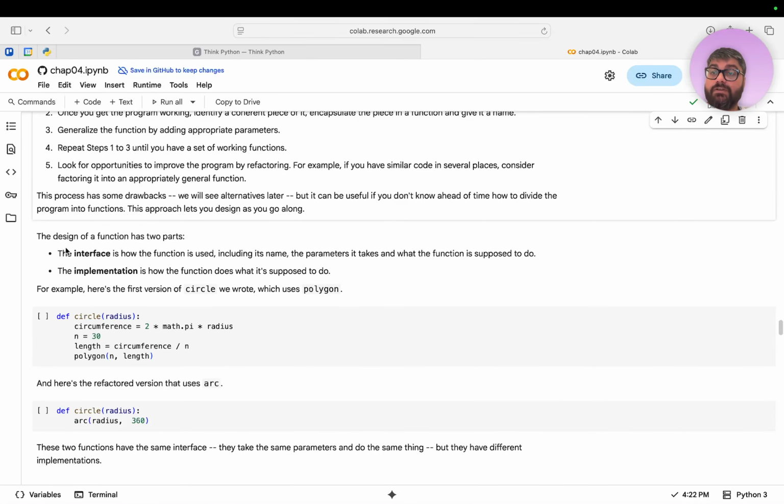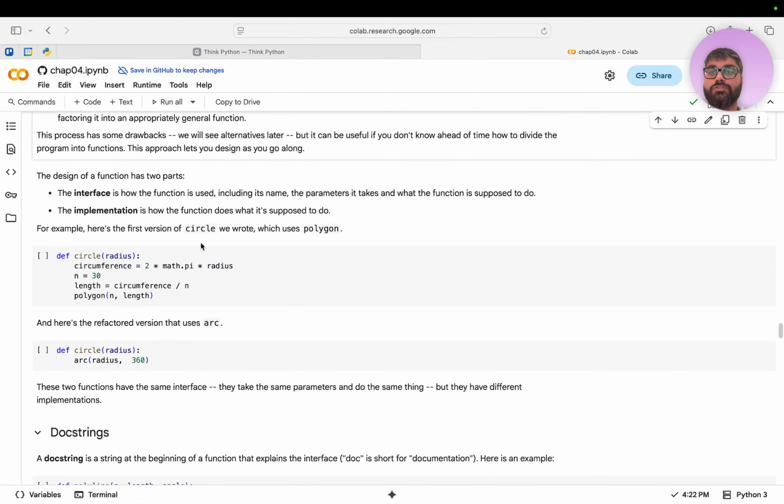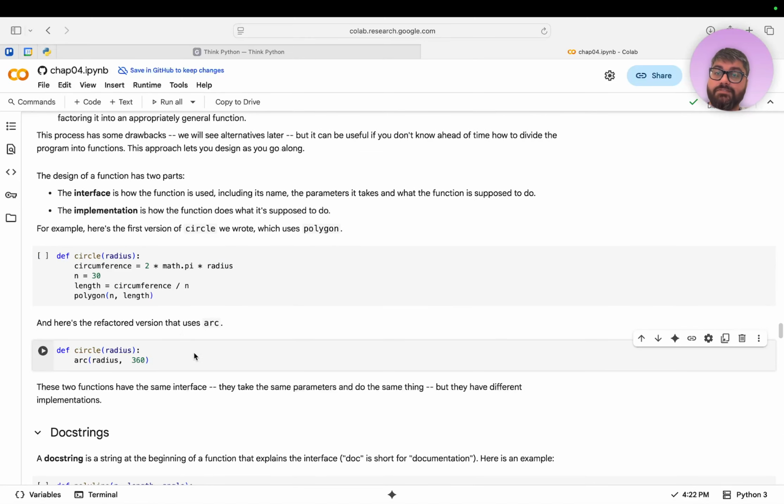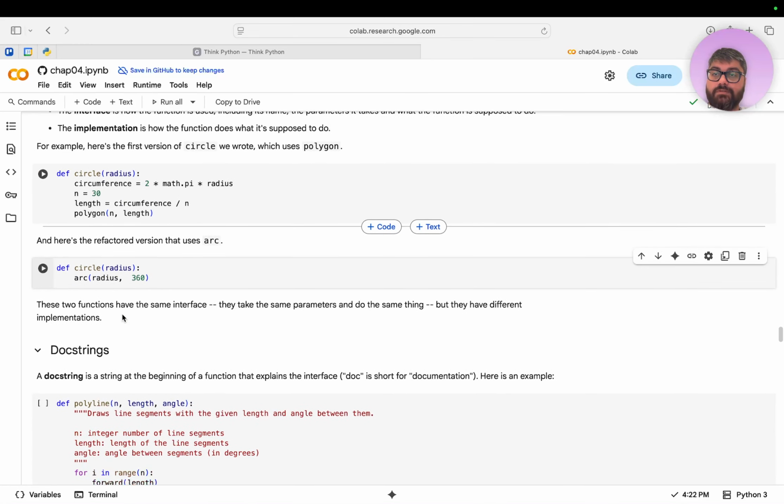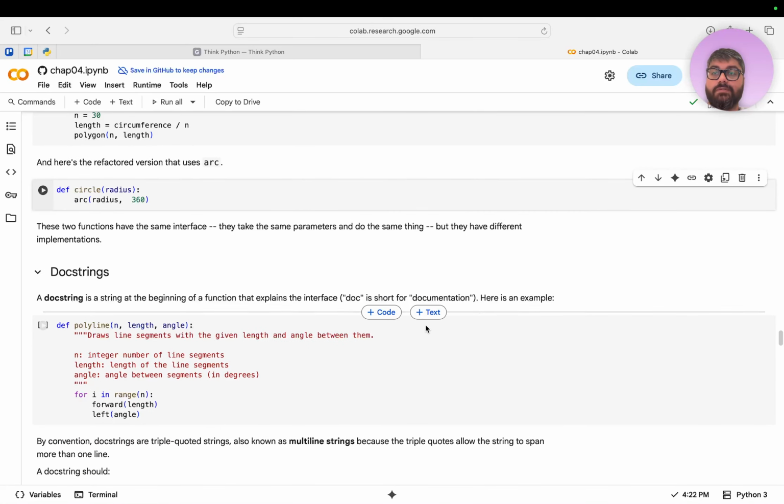The design of a function has two parts. The interface is how the function is used, including its name, the parameters it takes, and what the function is supposed to do. The implementation is how the function does what it's supposed to do. For example, here's the first version of circle we wrote, which uses polygon. And then here's this refactored version that uses arc. These two functions have the same interface: they take the same parameters and do the same thing, but they have different implementations.